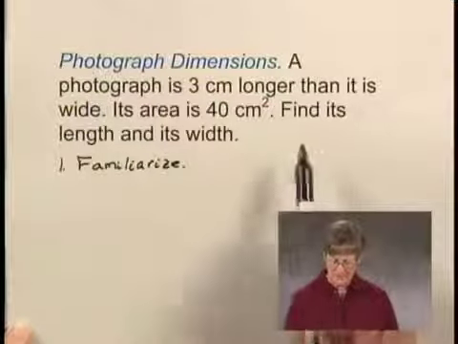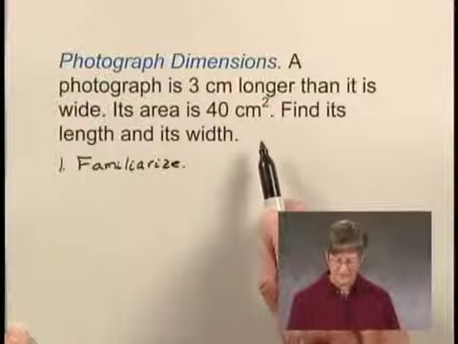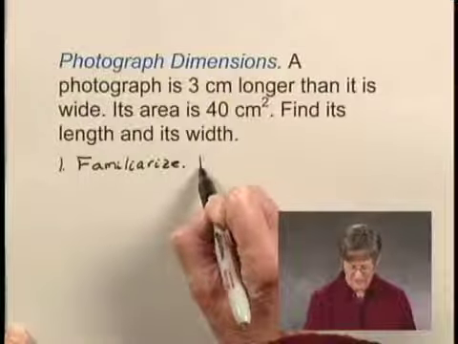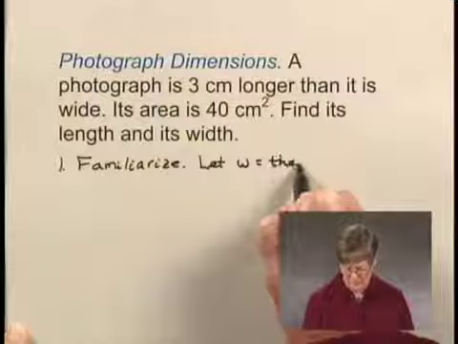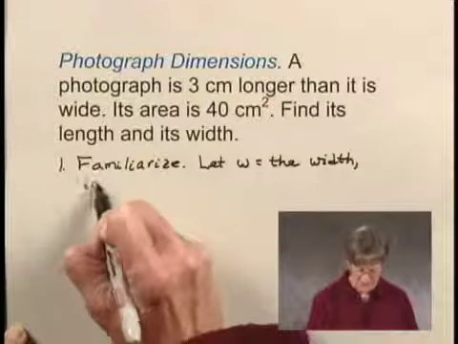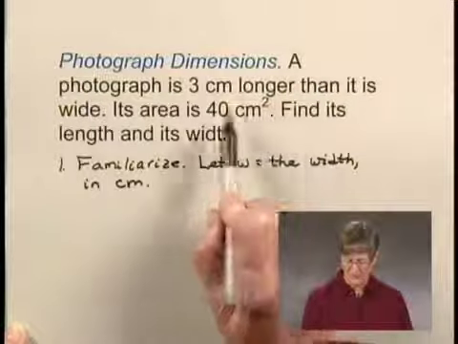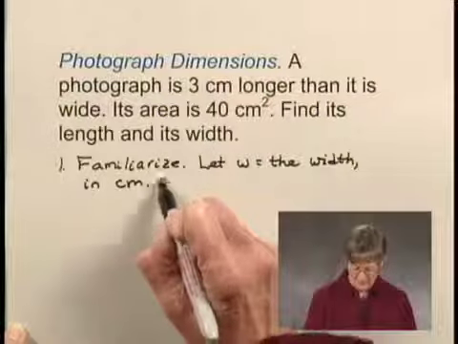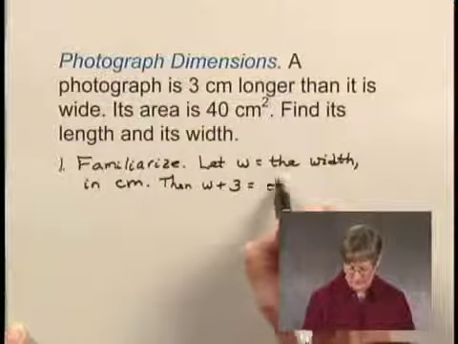And let's begin by looking at what we're given here. We're going to find a length and a width, and the length is described in terms of the width. So let's begin by letting W equal the width of the photograph, in centimeters, because those are the dimensions we're using. And then we're told that the length is 3 centimeters more than the width. So we can say that W plus 3 is equal to the length.